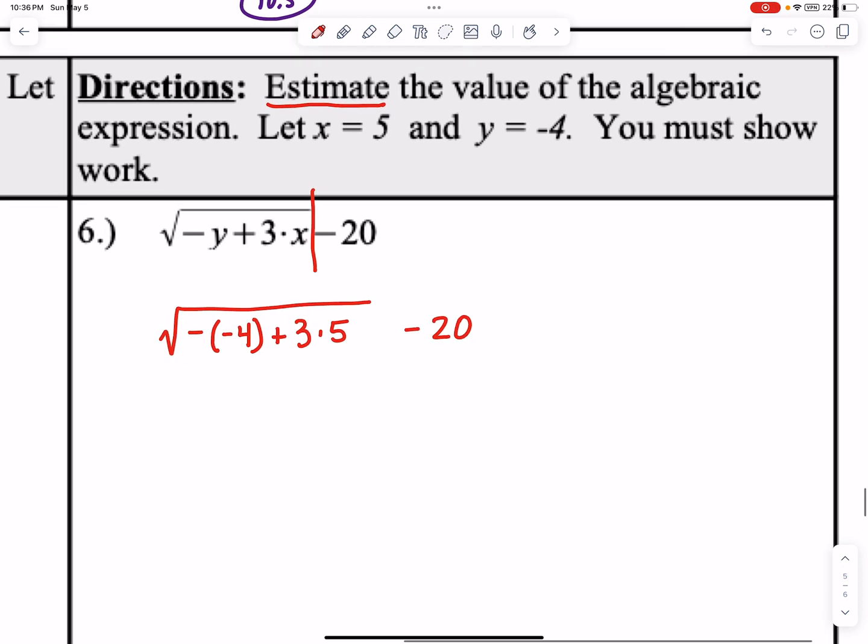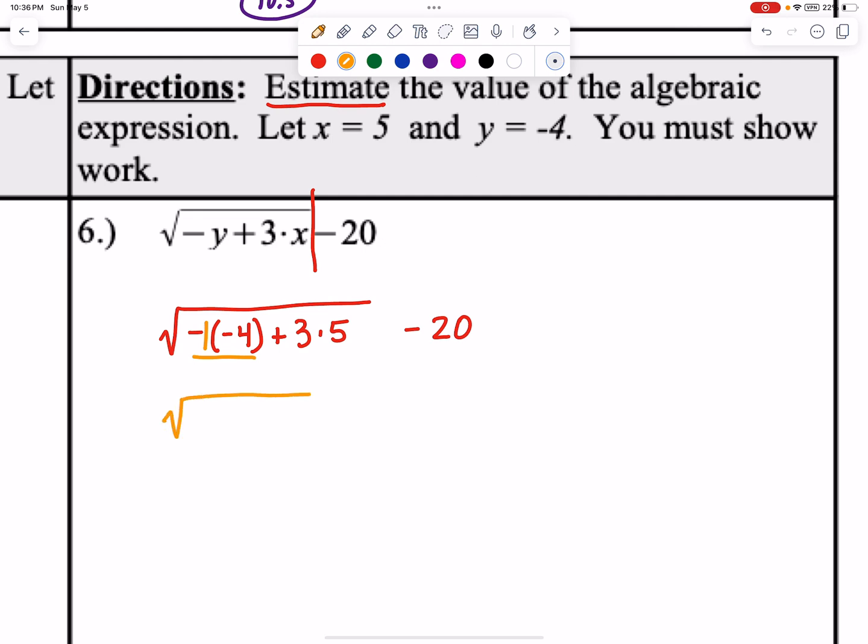So let's go ahead and start solving. I have a negative 1 times a negative 4. So this right here is just 4 plus 3 times 5. Now, we still have to do order of operations. So when you're thinking about your GEMDAS, I'm inside this almost like grouping of the square root here. So I can't do the roots yet. I'm still taking care of the grouping in here. So sometimes square roots act as grouping. So the first thing I have to take care of is the multiplication, and so we have 15 here.